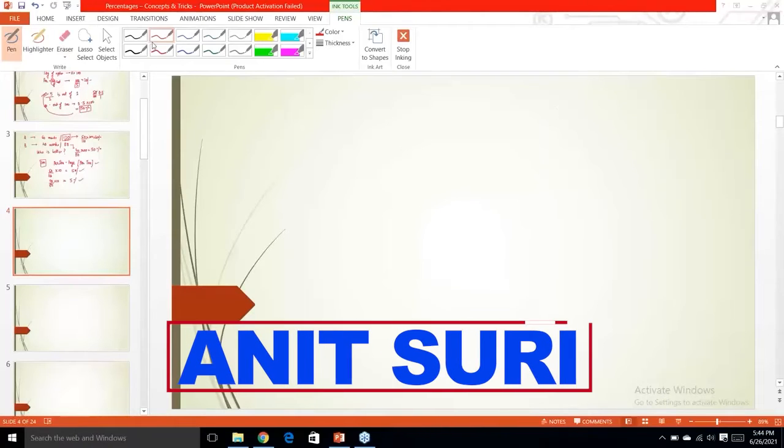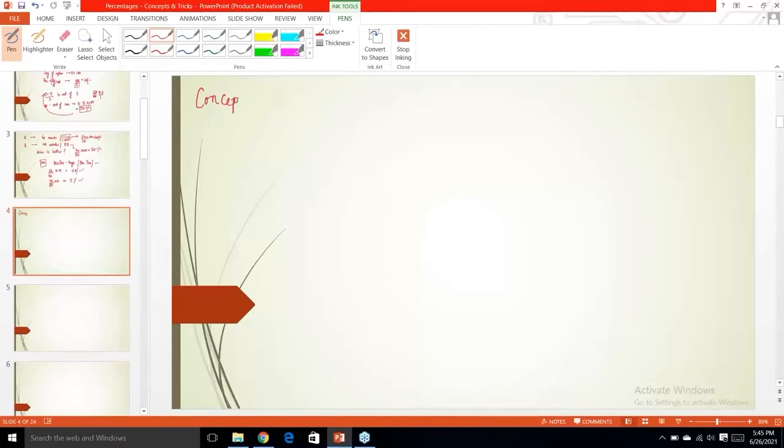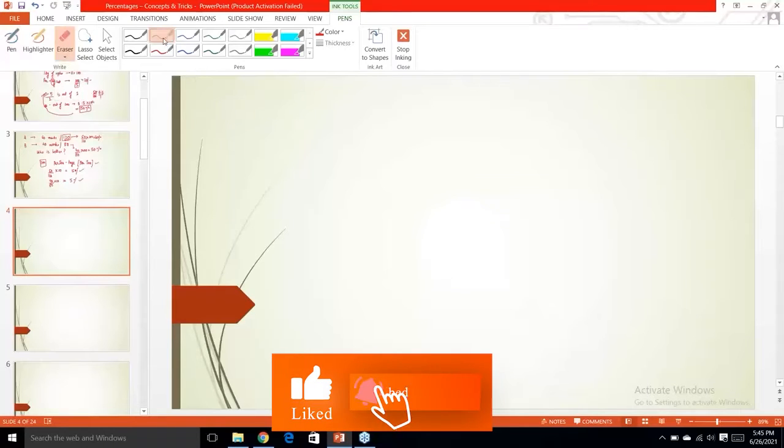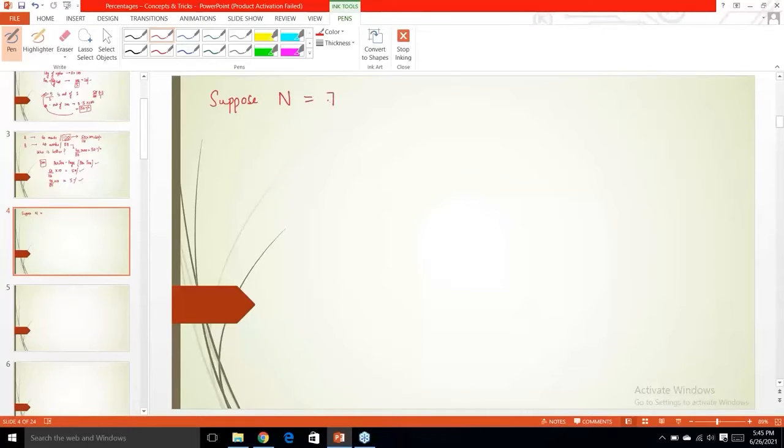Now I'm writing concept number 1, which is very important and saves a lot of time. Even before writing the concept, let us do a very quick example. Suppose I have a number n, or let's take a more weird number, 70.